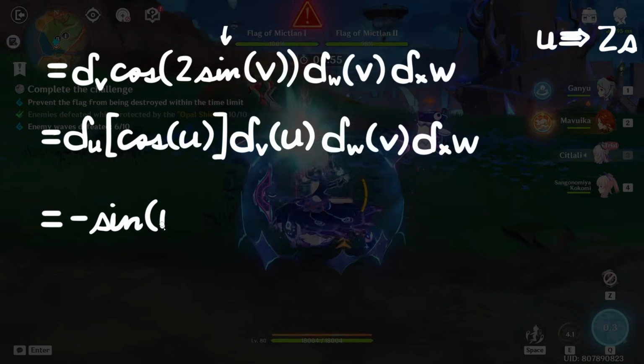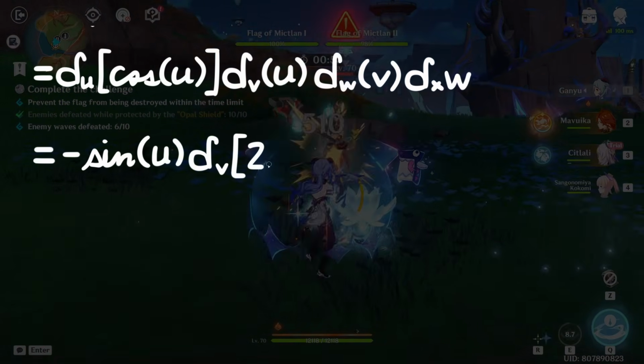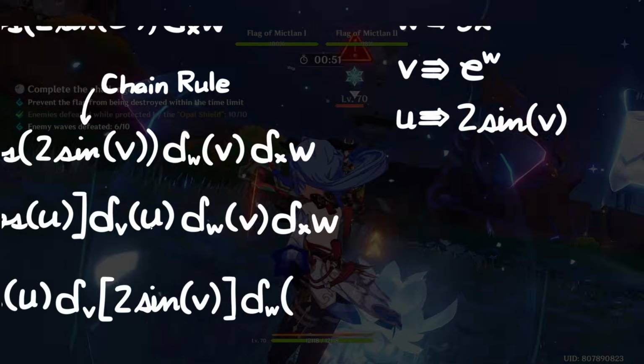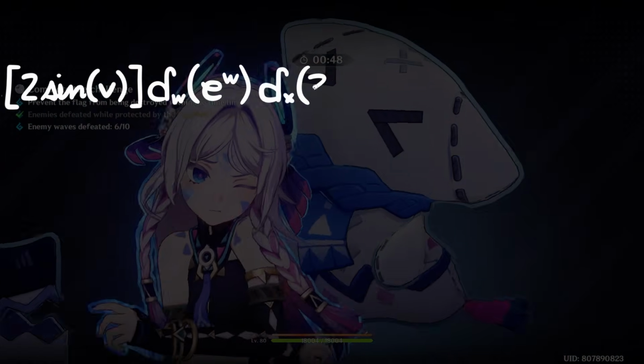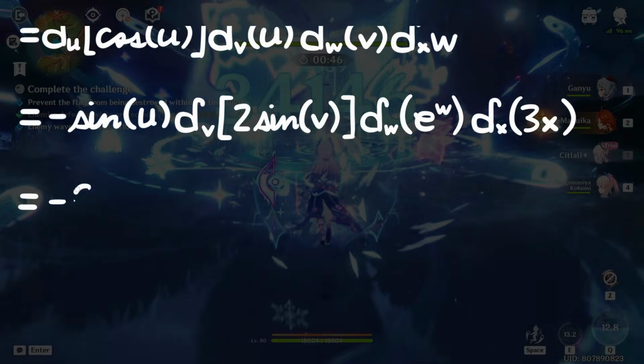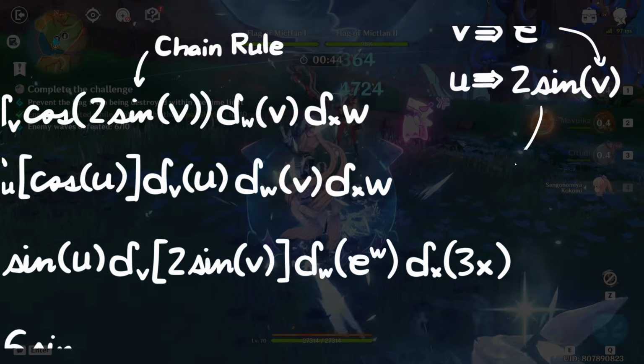We've now managed to compact everything so that cosine is simply a single function with a single variable in it. And from here, I think you should be able to see why we call this the chain rule.